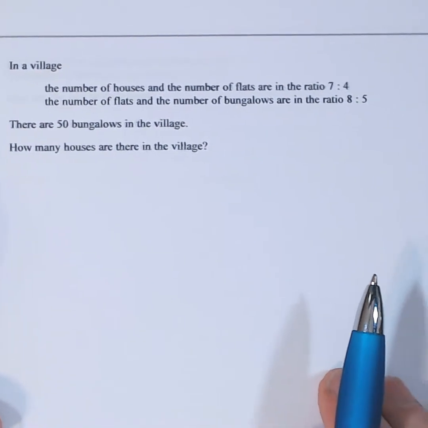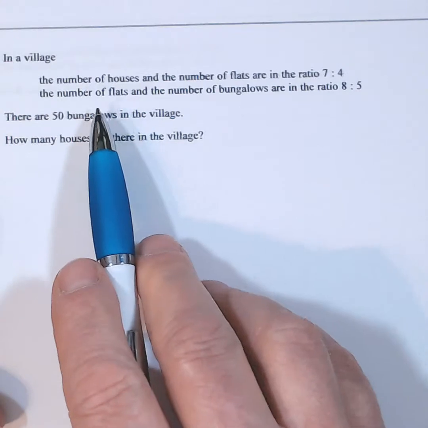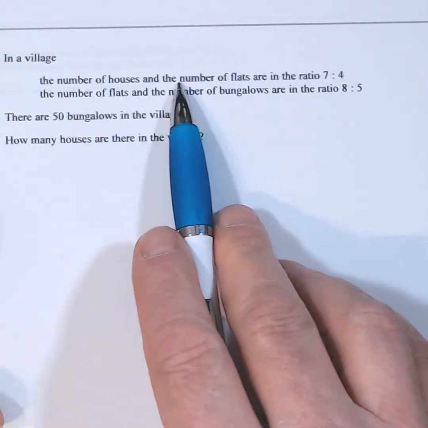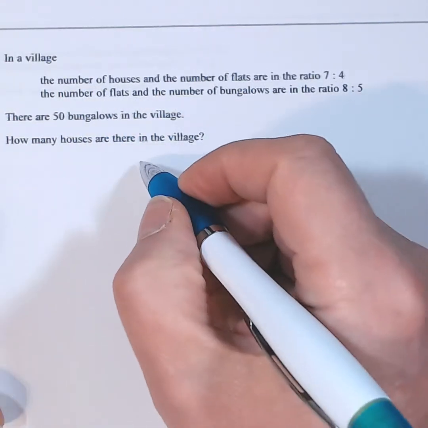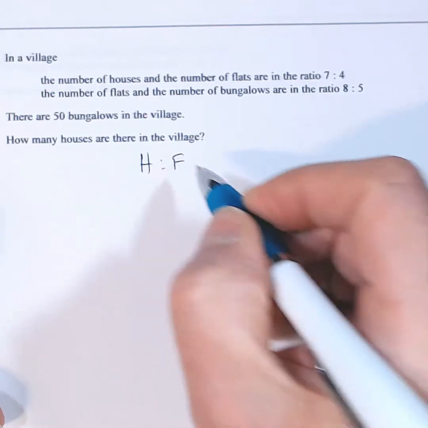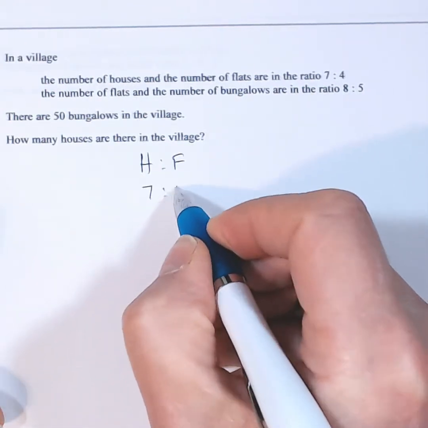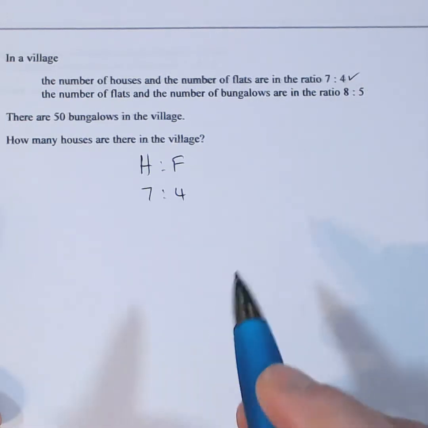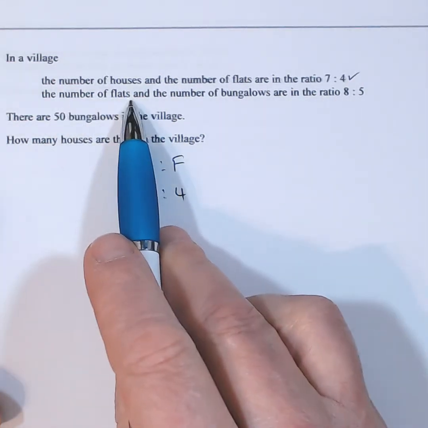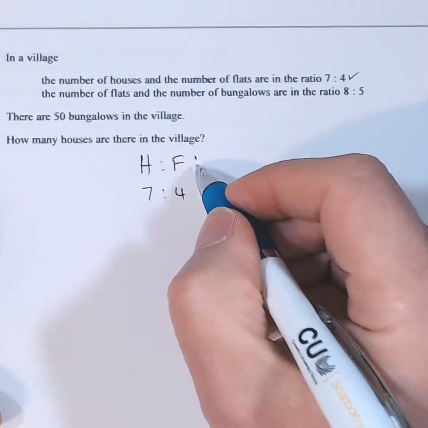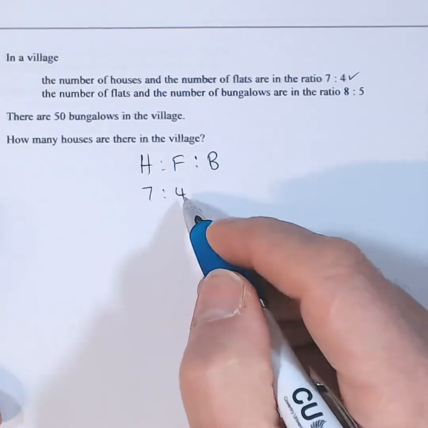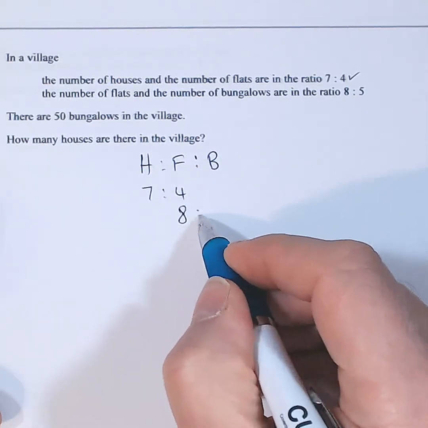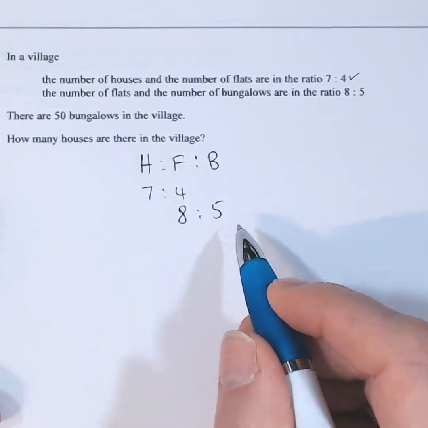Okay, so this question talks about a village, and it's telling you that the number of houses to the number of flats are in the ratio of that. So we've got houses to flats. Again, very useful to write down headings as you do these questions so you can see what's going on. So we've done that bit of information. It then says the number of flats to the number of bungalows, so that means we're involving a third variable now. So we've now got flats to bungalows is 8 to 5.